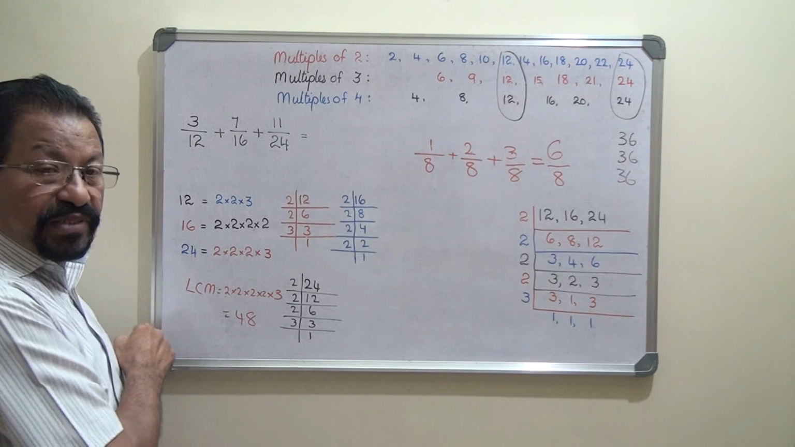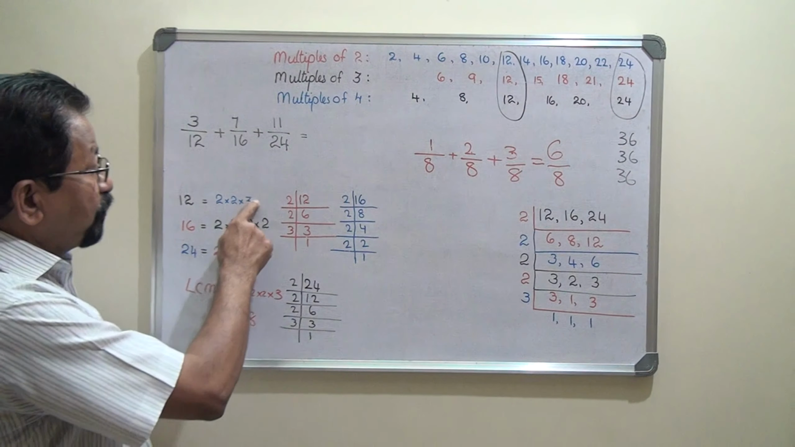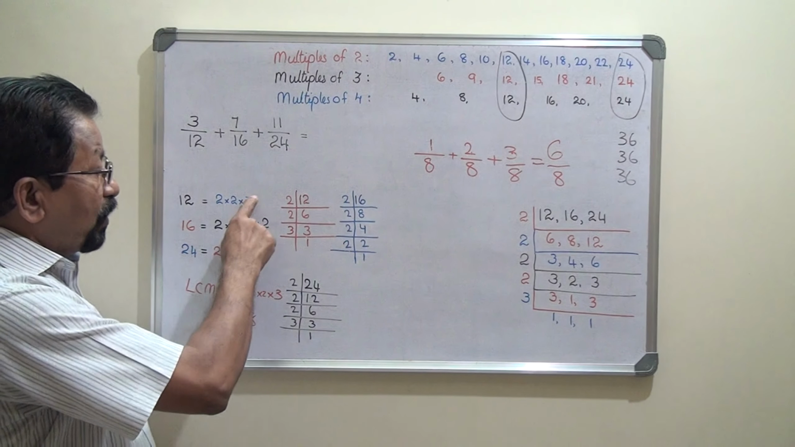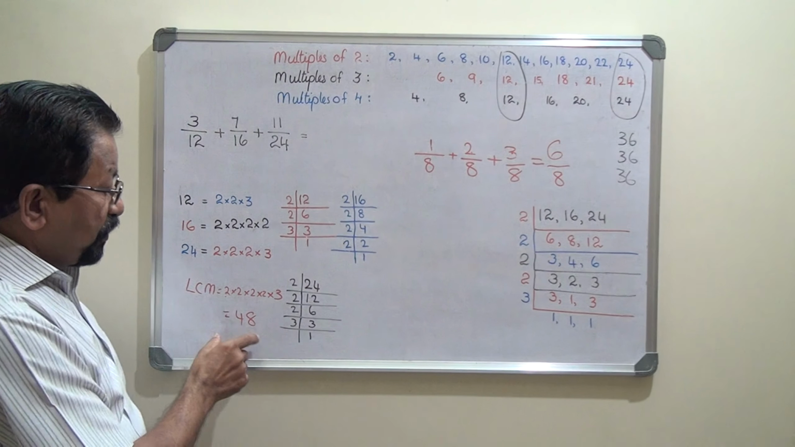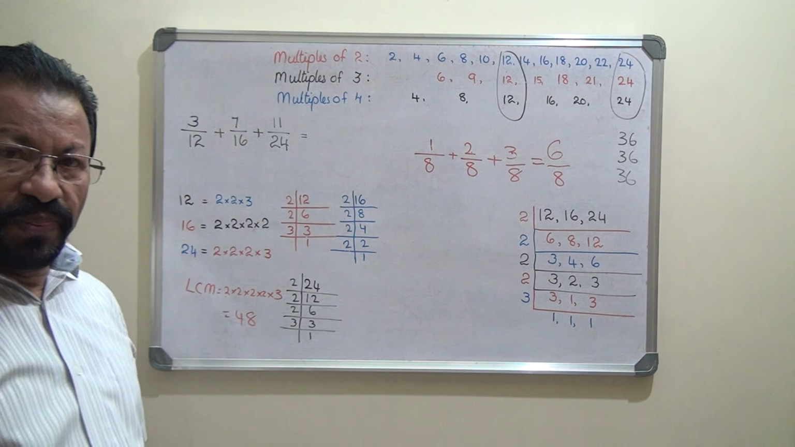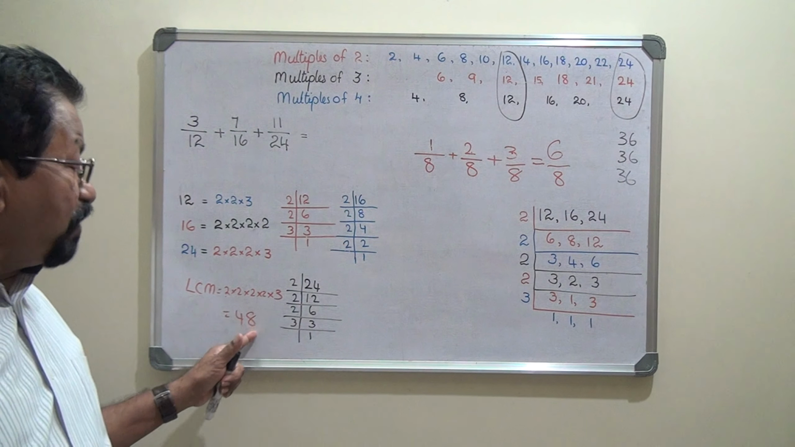3, how many times is it occurring? Only 1 time. Here is 1, here is also 1. Don't take 2, it is occurring 1 time only. So into 3, the LCM is 48. 48 is the LCM. This is one method.